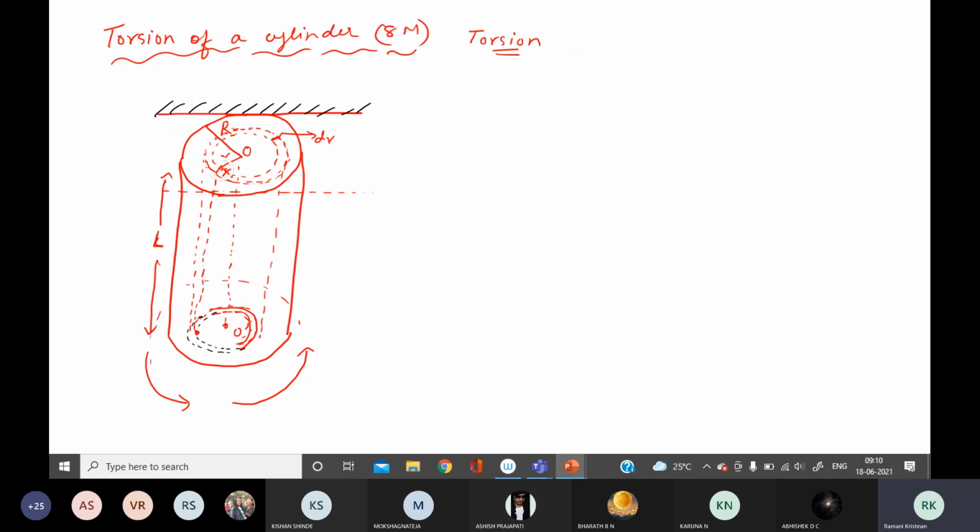The point which was at X, the same point was at B. One minute, something is happening.